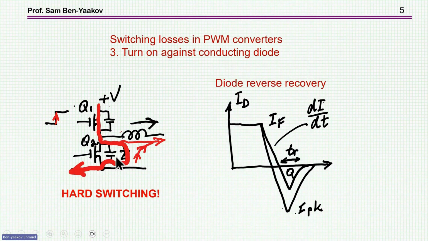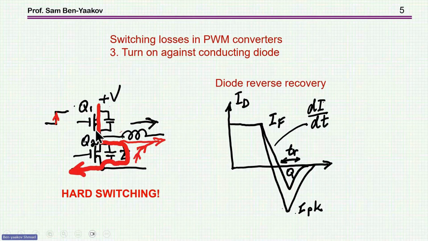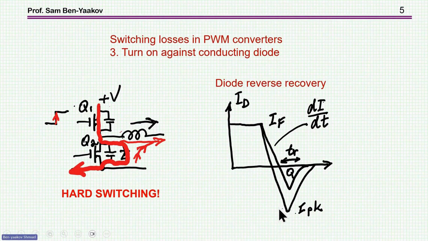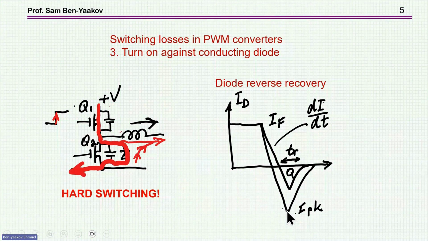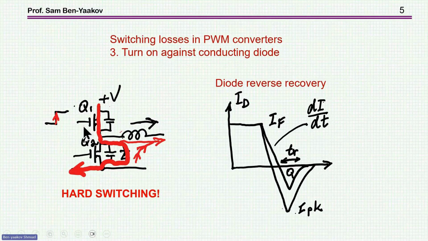When this diode is conducting, and I have to turn on this transistor again, so as to go back to the powering state, then I'm turning on the transistor against a conducting diode. This is the current of the diode. And as we know, there is this reverse recovery. Excuse me. And this reverse recovery causes a very high reverse peak. Could be very dangerous, first of all. Thirdly, causing a lot of EMI and also increasing losses. So this is the problem.